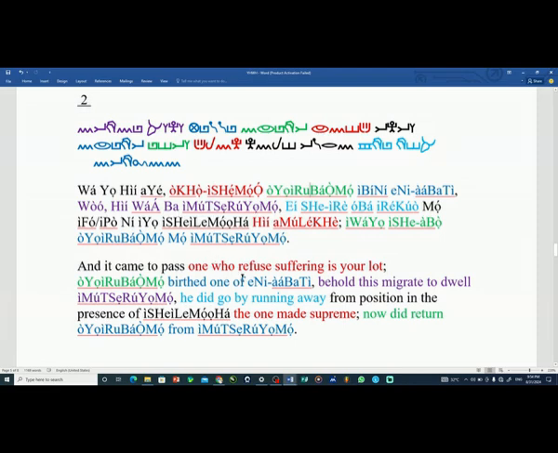Imuseru Yomo. That is the ancient name for Egypt, where the Hebrews called Egypt Imuseru Yomo. Canaanites also, because of the enslavement, when people went to them for assistance, they enslaved the people that went to them. So you can see Imuseru Yomo. So behold, this migrate to dwell. Imuseru Yomo. Then Eishe Ire.